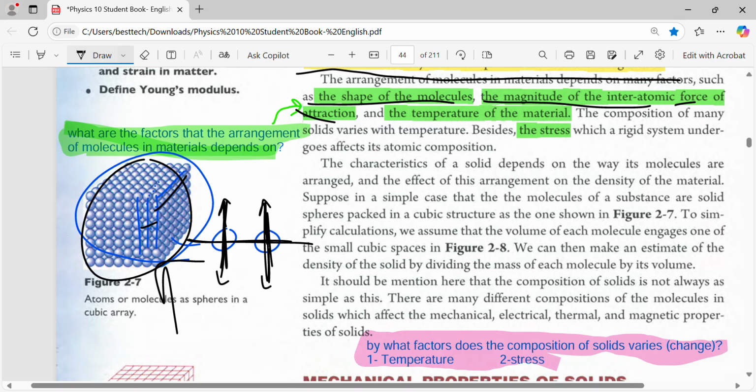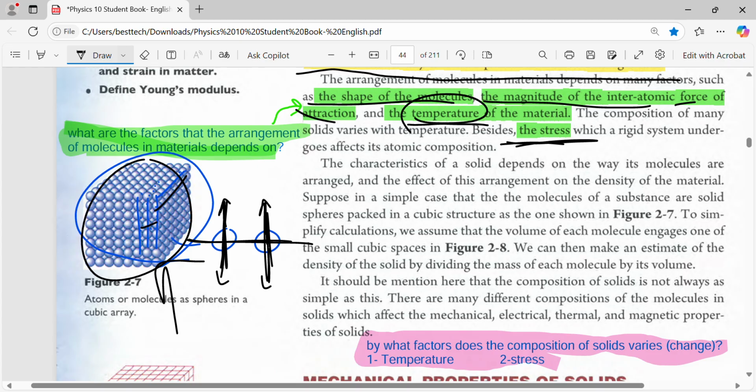The most common important factors are temperature and stress, because if you remember, we studied that if we have ice, it's solid ice. If we give it a small thermal energy, it changes to liquid. It's going to be melting directly. By giving it heat, its structure will change and convert to liquid. So of course, temperature is the main factor that affects the structure of a solid.